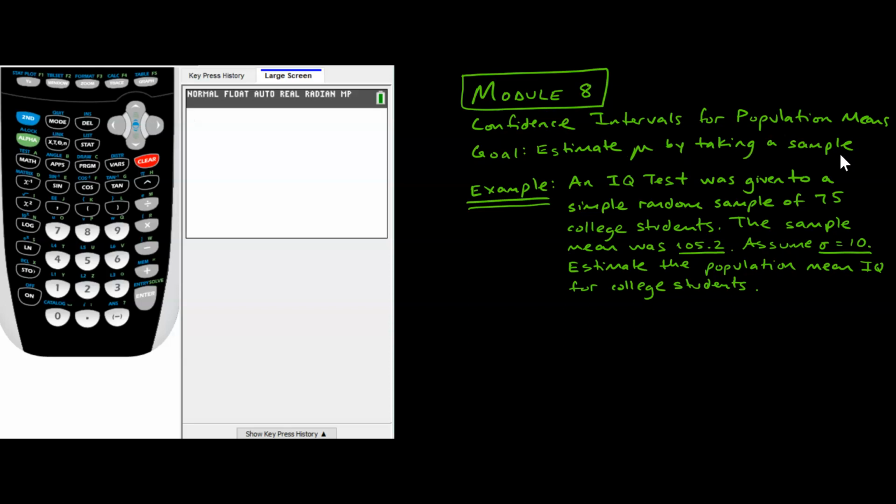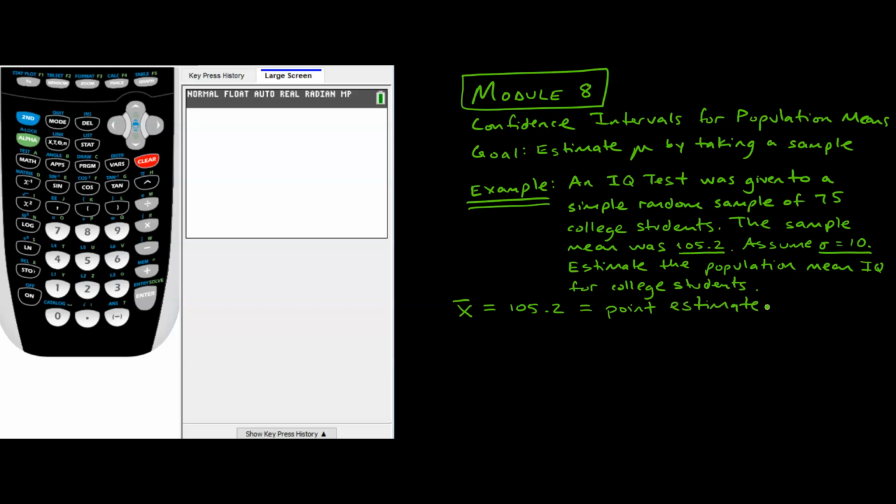So here's the example that we're going to use. An IQ test was given to a simple random sample of 75 college students. The sample mean was 105.2. Let's assume that the population standard deviation is 10. And let's estimate the population mean IQ for all college students. So at first glance, our best choice for estimating the true population mean would simply be the sample mean. And we call this a point estimate.